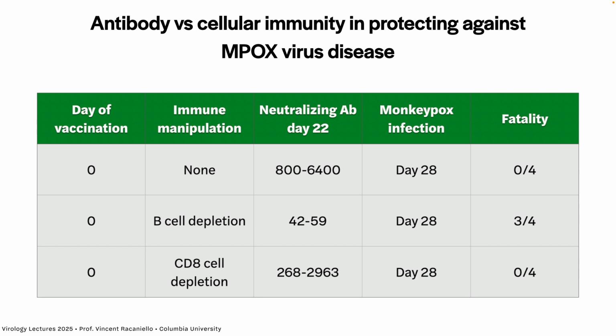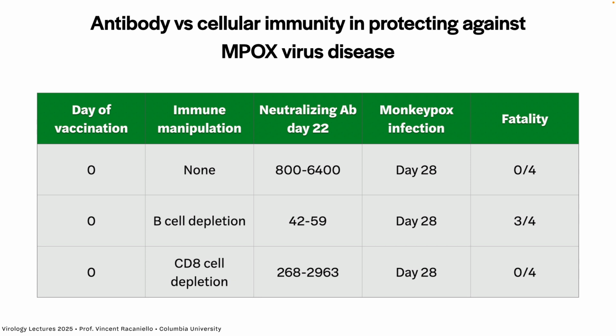So if you do no immune manipulation, you make really nice titers of neutralizing antibody, and 4 monkeys are not killed by inoculation. So they're all protected from severe disease. If we deplete B cells, we don't make a lot of antibodies, and 3 of the 4 monkeys die. So obviously antibodies are important for preventing severe disease. And then if we deplete the CD8 cells, you get pretty good antibody responses, and all the monkeys are protected against severe disease. So we conclude that the antibodies here are important for protecting against severe disease.